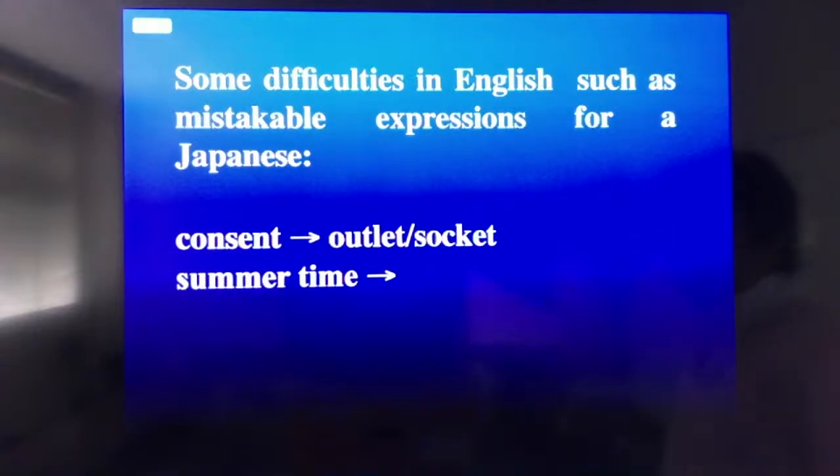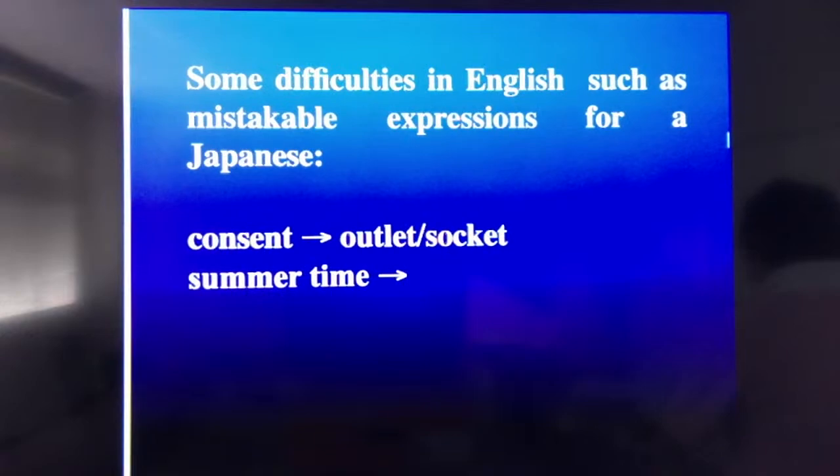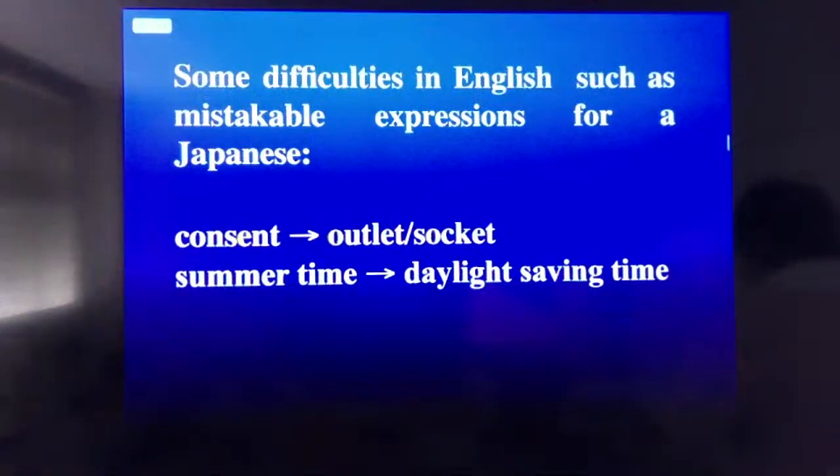Summertime is completely Japanese English. This doesn't work well in the United States and Canada. In English, it is daylight saving time. So in the summer season, 7 o'clock becomes 6 o'clock or something like that. So the day is a bit longer.